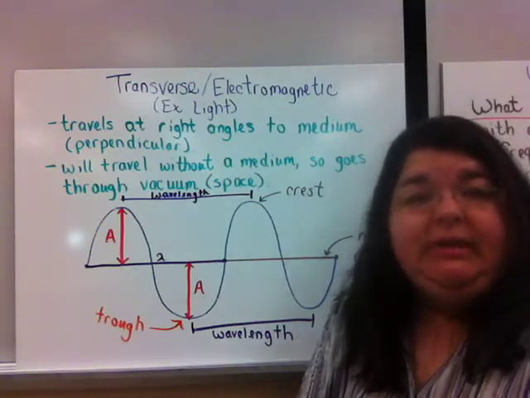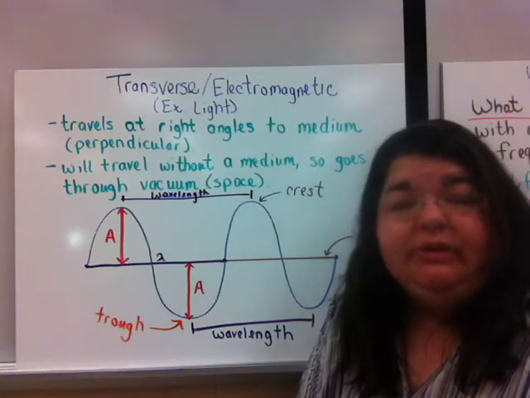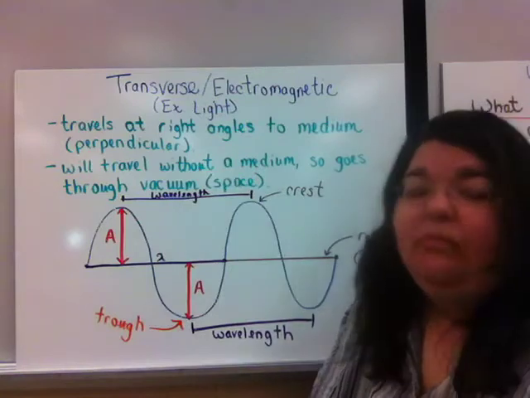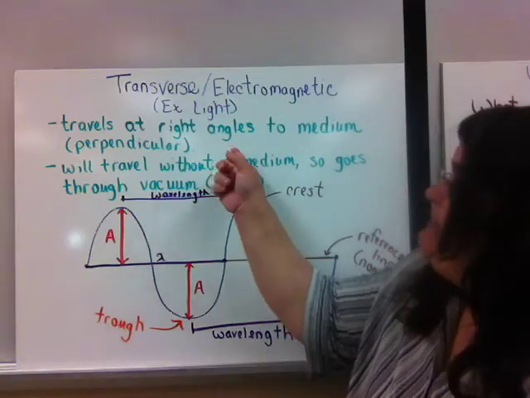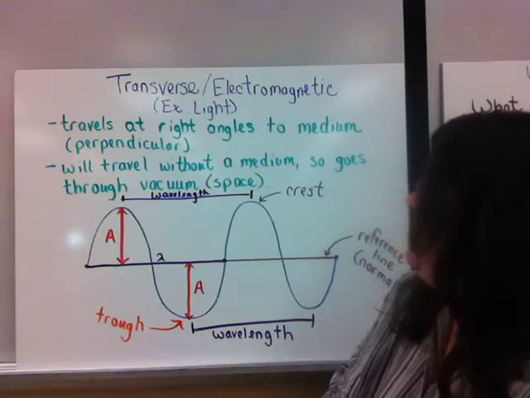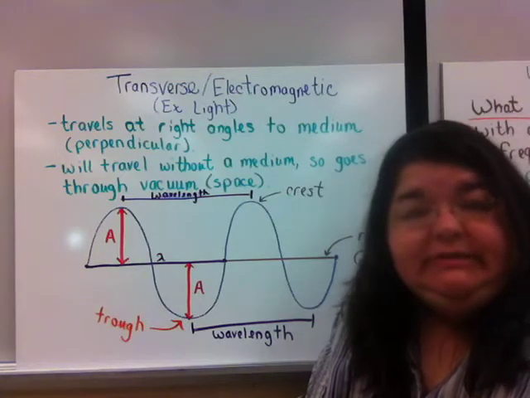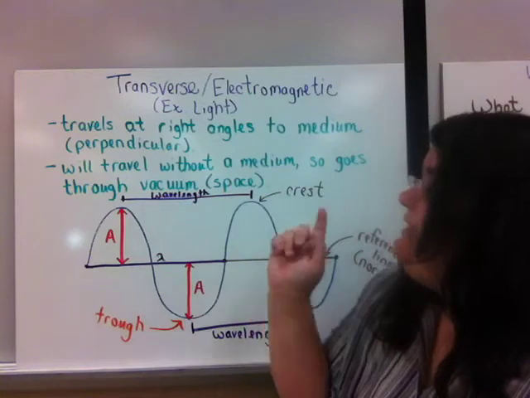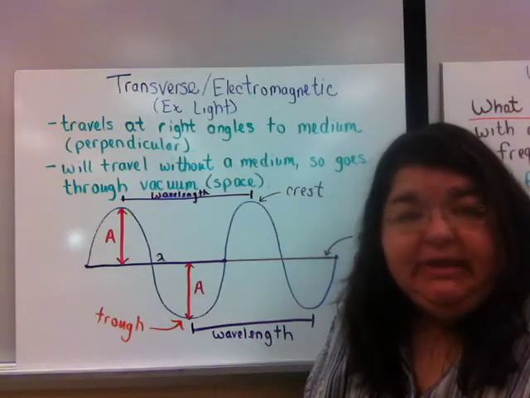I want to talk to you about the types of waves. Our first type here is the transverse or electromagnetic wave. An example of that is the light wave that you're very familiar with, I'm sure. We have the definition for a transverse wave is that it travels at right angles to the medium. Now, the medium, remember, is the material that the wave travels through.